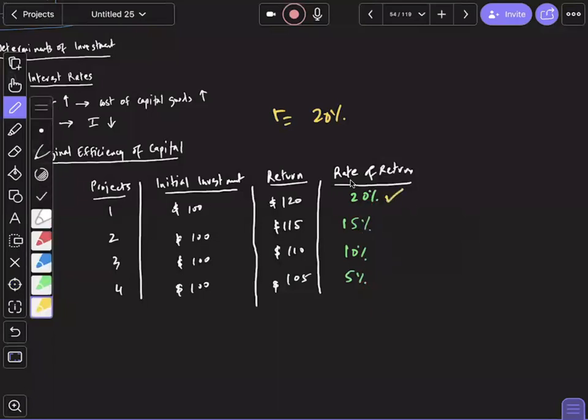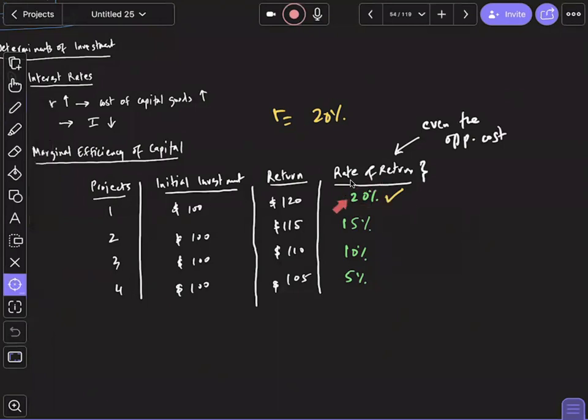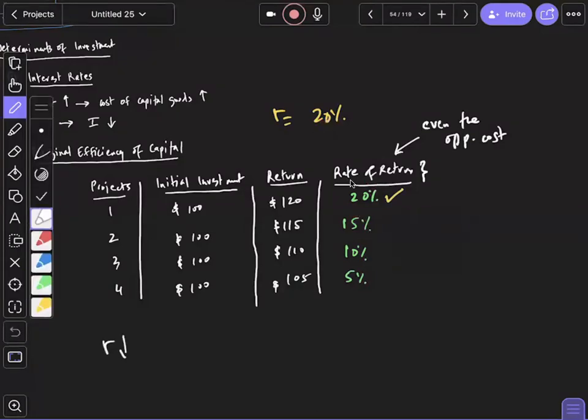is viable. Why? Because remember, this rate of return is including even the opportunity cost. So this rate of return is what we call economic rate of return. So this means that the first project will be economically viable given the interest rate is 20%. Given the interest rate goes down to 15%, 2 projects will become financially viable.